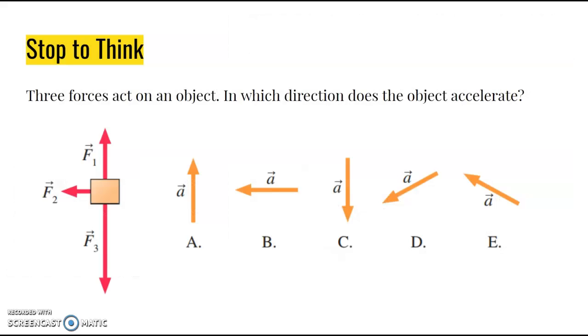All right, and finally, just a wrap-up question for you. There are three forces acting on this object. In what direction does the object accelerate? The answer here is D. Vertically, we end up with an overall force downward, and there's no opposite force to F2. So we have F2 acting leftward and some amount of force acting downward. We need a vector that's pointing down and to the left, and that is D.